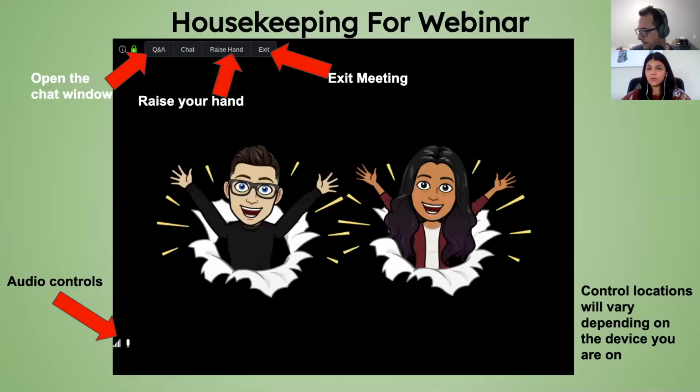So the first thing we wanted to go over are just the basic tools that you have at your disposal. I know all of you have found the chat, which is great. There's the exit meeting button. There should also be the raise your hand. We're going to be using that more towards the Q&A session. There's also a Q&A tab, regardless of whether it's on the top or the bottom. It really depends on the device that you're using.